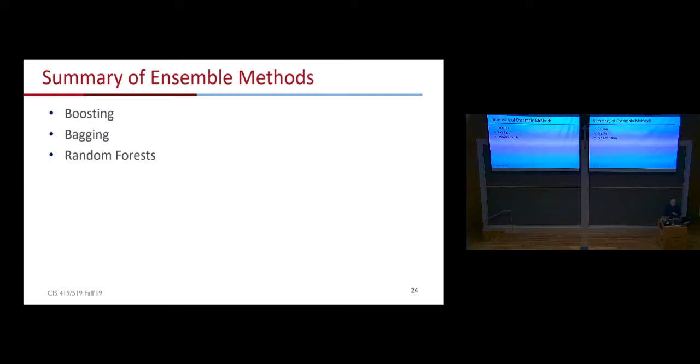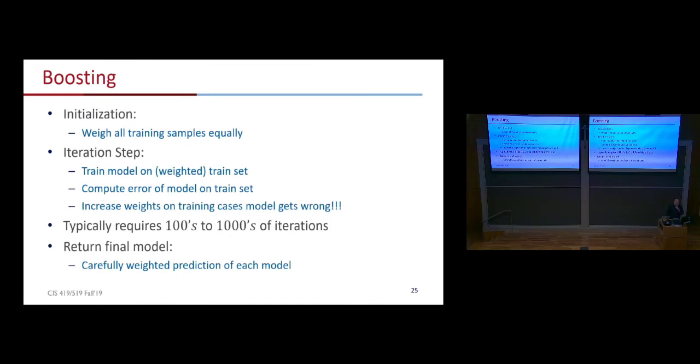I want to talk a little bit about ensemble methods in general. So boosting is one, that's what we talked about here. There are two other methods that are common. One of them is called bagging, the other one is called random forests. There are some similarities between them. There are some differences. So let's summarize.